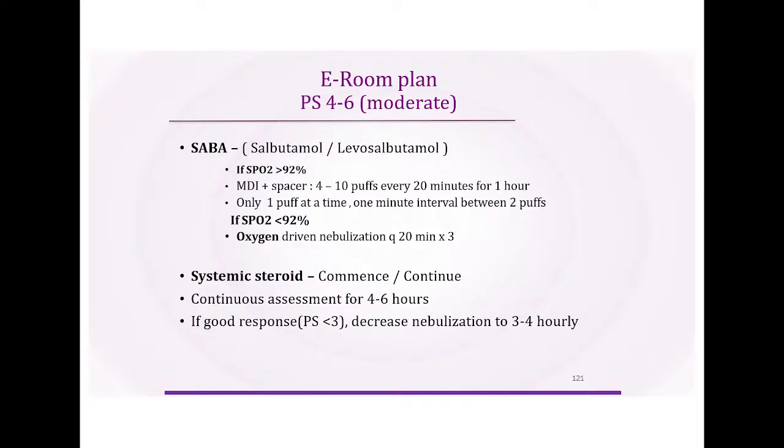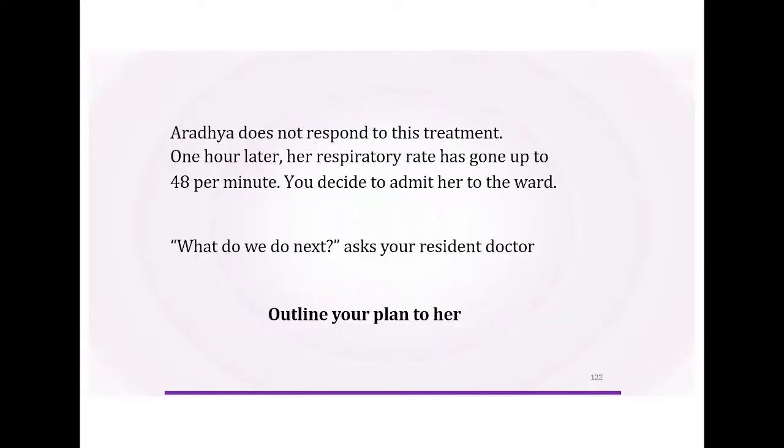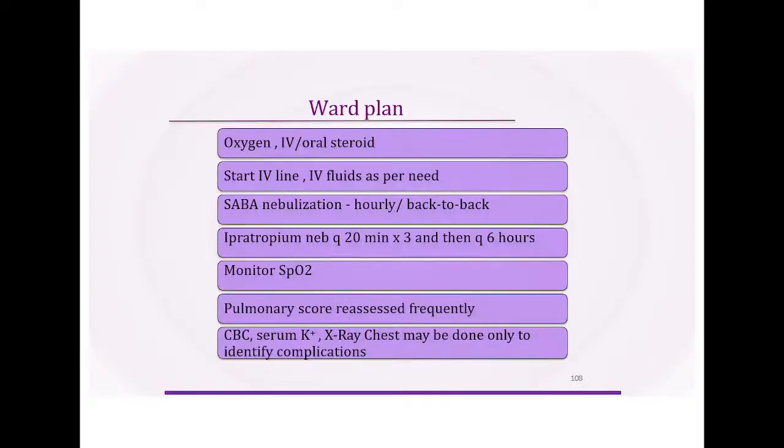Systemic steroid we have to start as early as possible. Continue assessment for 4 to 6 hours. If good response, pulmonary score less than 3, then decrease nebulization. But Aradhya does not respond to this treatment, and 1 hour later her respiratory rate increased to 48 per minute, and now the child got admitted.